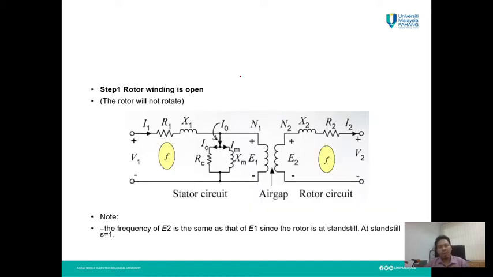Okay, for step one, the rotor winding is open. So we open this one. It means that the E2 frequency here is equal to the frequency here, since the rotor is at a standstill. Standstill means S equal to 1, which is the rotor is not moving. Rotor is not moving, so motor tu dalam keadaan berhenti, tak berpusing. Okay, so that is step number 1.